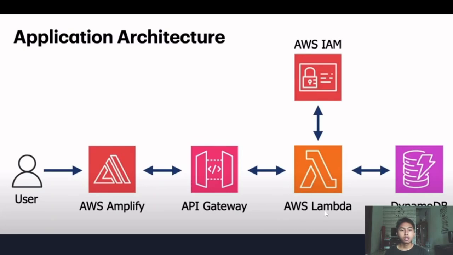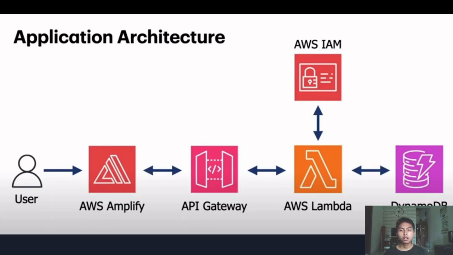Here you can write the function to get any data from DynamoDB, and we also need some role or permissions for AWS Lambda using IAM to be able to get data from DynamoDB. API Gateway is the middleman between the front end and the back end, and AWS Amplify hosts our static website.